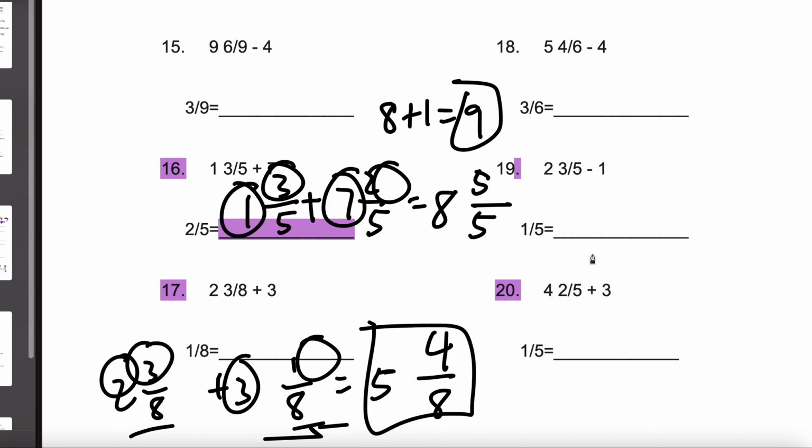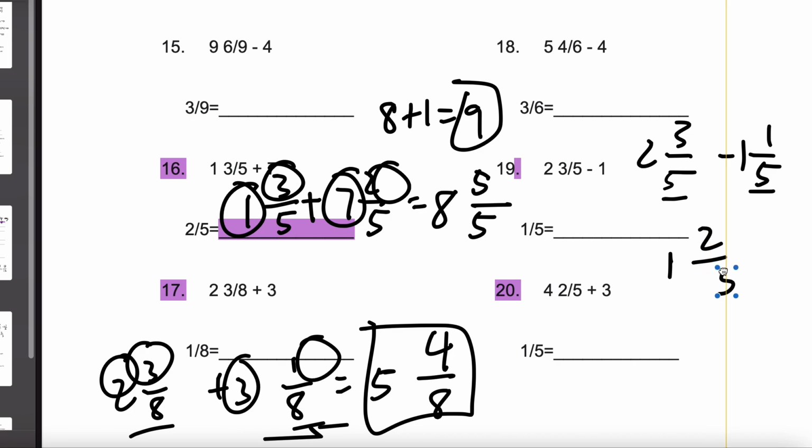Number 19, we have 2 and 3/5 minus 1 and 1/5. Common denominator is there again, so we're going to subtract the whole number. 2 minus 1 is 1. Subtract 3 minus 1, which is 2, and bring the 5 over. So this is our answer.